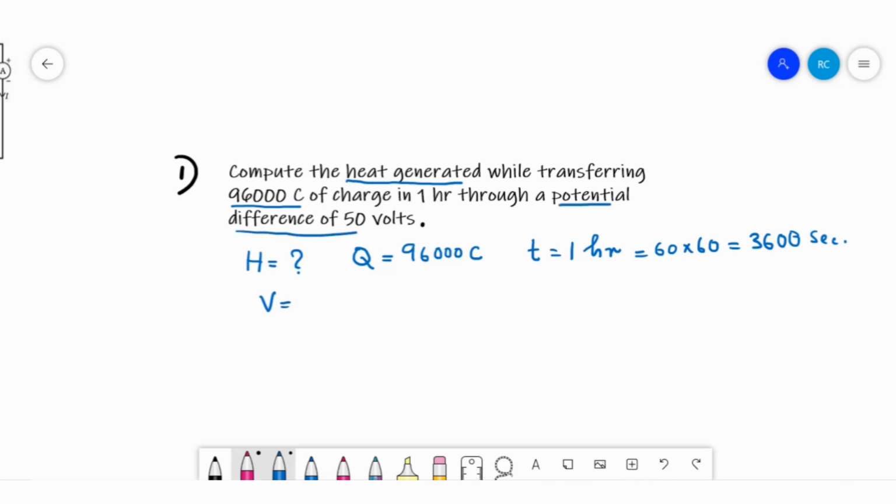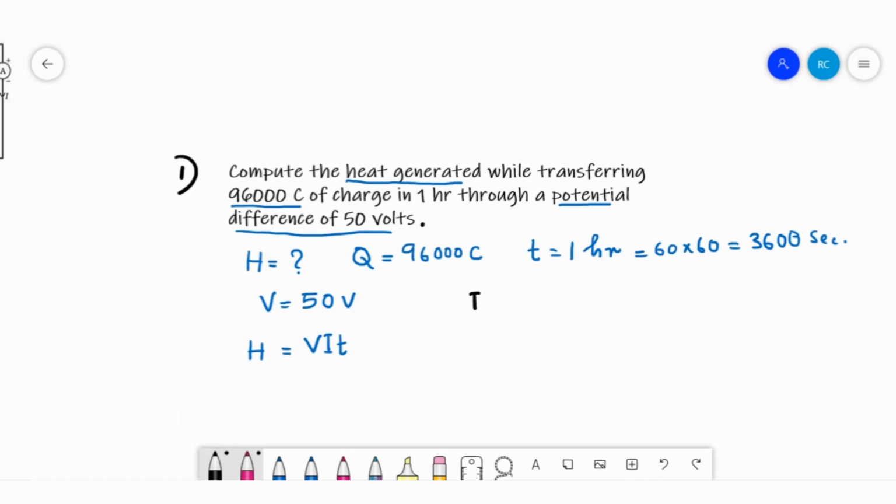That is 50 volts. So V is equal to 50 volts. We already know the equation H is equal to I squared RT, but here there is no resistance given. So we can use another equation, that is H is equal to V into I into T. But as per this equation we need current, and current is not given in the question. So we have to calculate current.